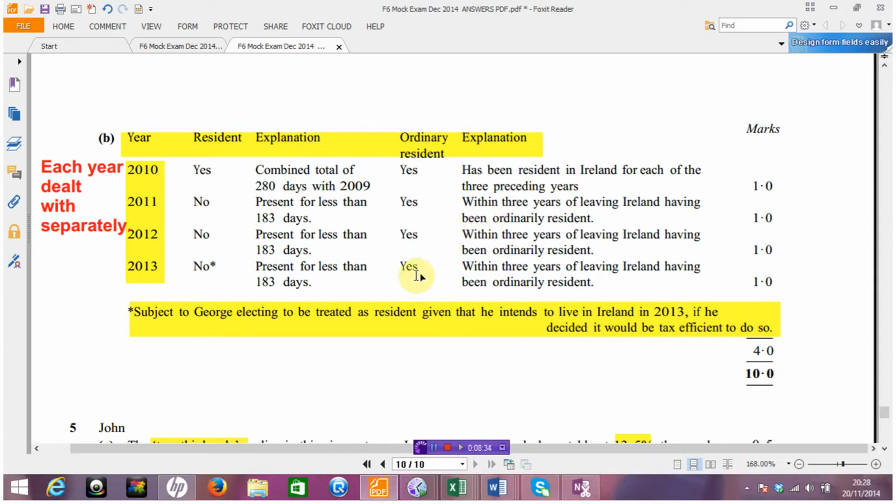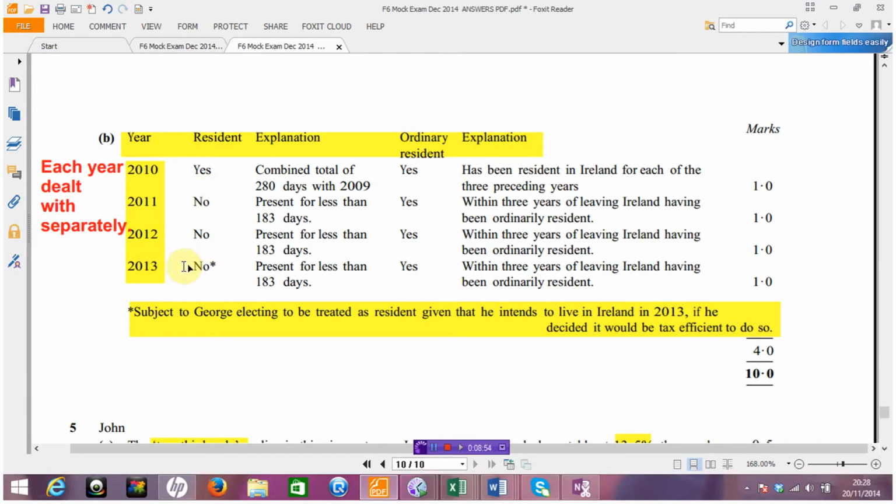In relation to point number 3, he is also, as with 2011-12, still going to be ordinarily resident. He would only become technically not ordinarily resident in the 4th year after leaving, because he will have had 3 years of non-residency.